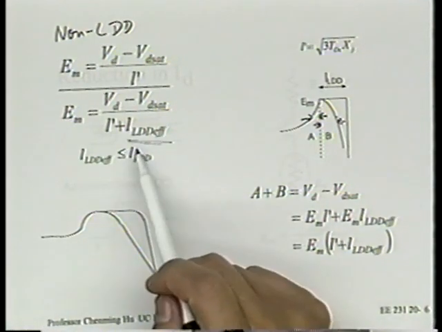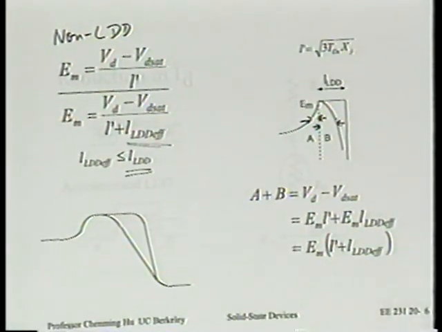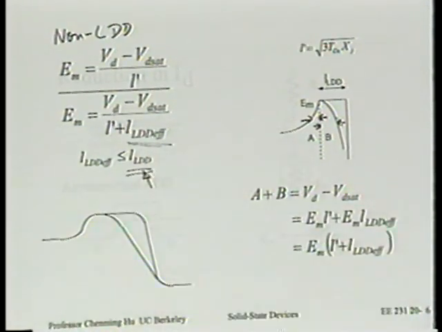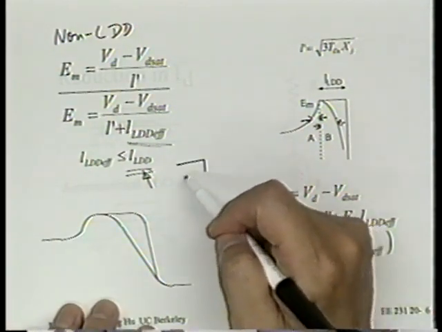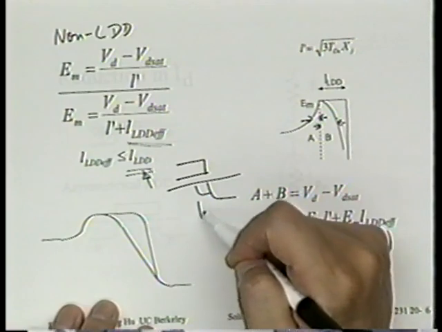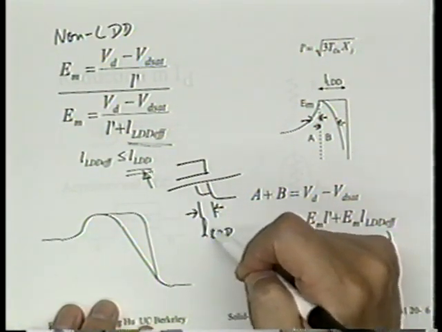Now, I don't call that LDD because process engineers had already decided what this quantity should mean. If you talk to engineers, LDD length, they would definitely interpret it as meaning this. This is the LDD length, right? And that's reasonable. Is that right?